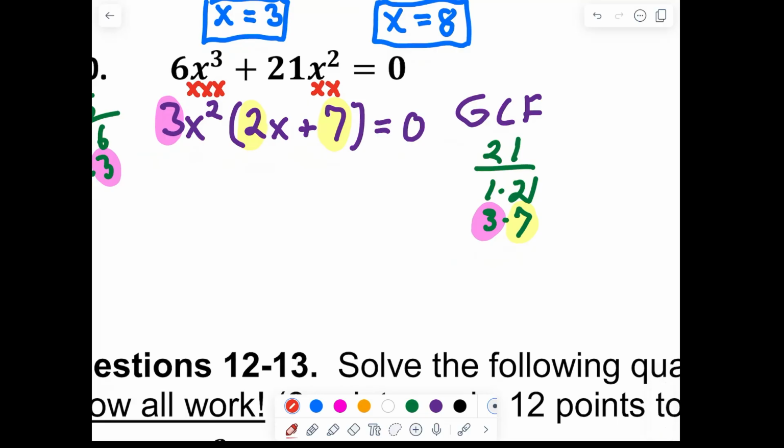As far as the x's, those are easier to spot, I would say. Here we have 3 x's multiplied together, x times x times x, and here I just have 2 x's. All right, so I can only divide out 2 x's from that. I can't divide out 3 x's from that. I only have 2 that are there, right? So I can only divide out 2. So if I divide out 2 x's from the second term, I'm only left with a 7 there. And if I divide out 2 x's from the first term, I still have 1 x left. All right, and keep in mind you're distributing in reverse.